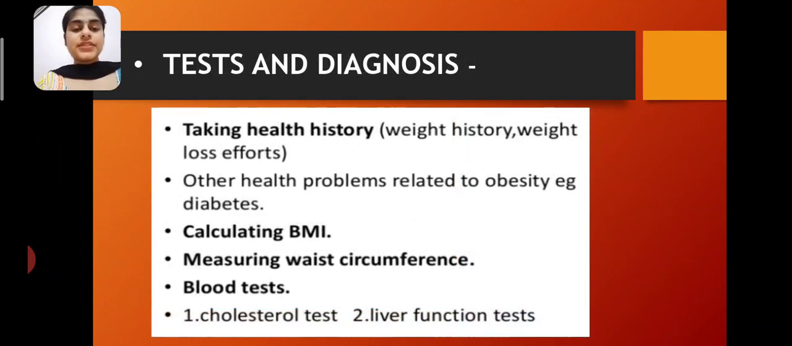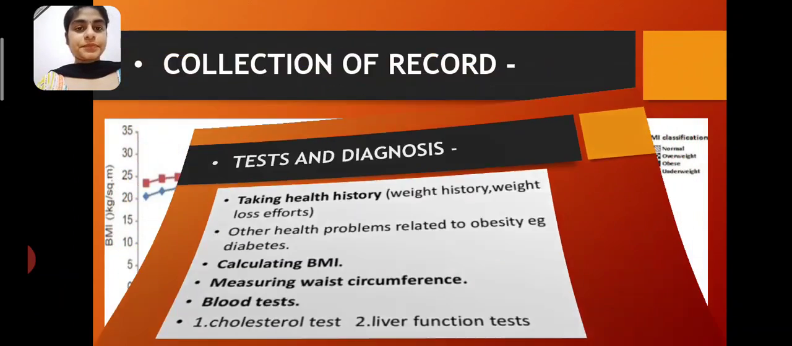Now, test and diagnosis: taking health history, weight loss efforts, other health problems related to obesity, example diabetes, calculating BMI, basic metabolic rate, and measuring waist circumferences, blood tests, cholesterol tests, and liver function tests.